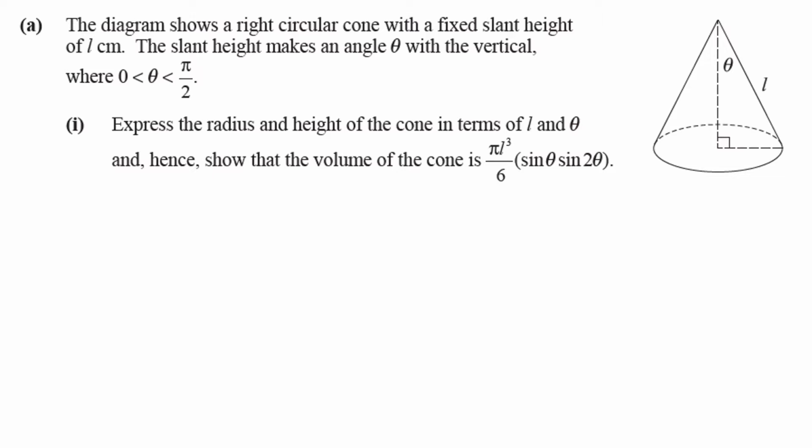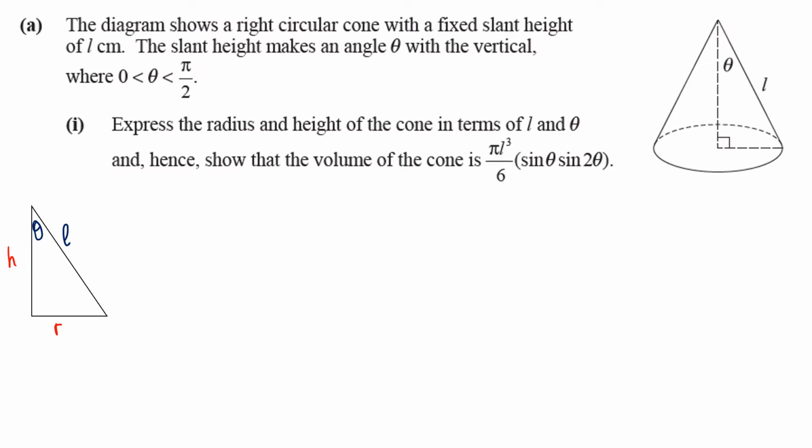Part I then asks us to express the radius and height of the cone in terms of L and theta, and hence show that the volume of the cone is pi L cubed over 6 times sine theta sine 2 theta. So let's just pull out that triangle to work with it. We have a theta here and an L here. We would have a radius, which would be this one, and h, the perpendicular height, would be there.